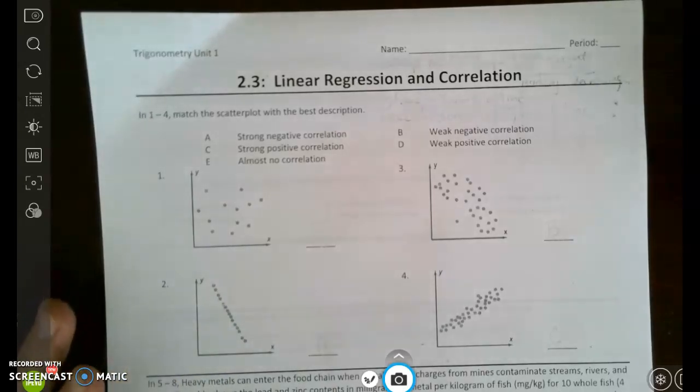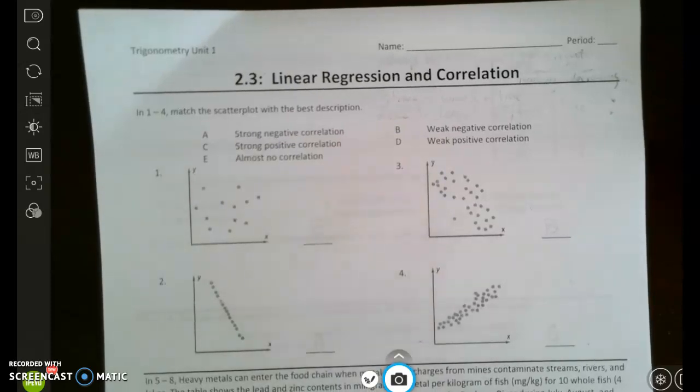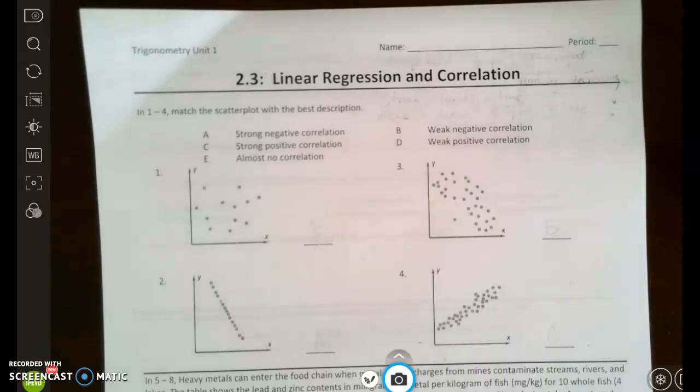All right, so in this first unit in trig, we are going to be looking at sets of data. And what the goal is when we look at a set of data, we're going to figure out which function model best matches the data. And in this unit, we're primarily going to be looking at three different function models. We're going to look at linear, we're going to look at exponential, and we're going to look at quadratic.